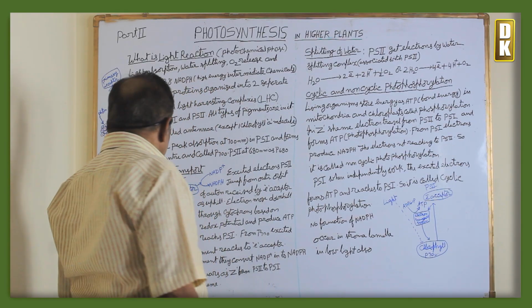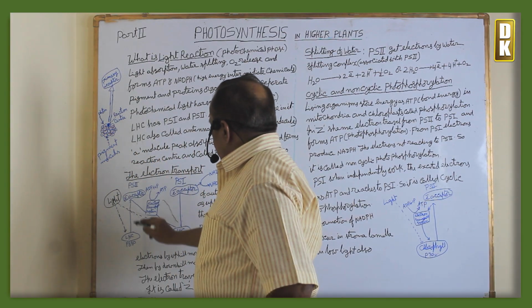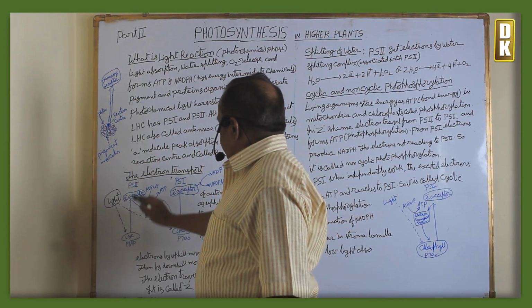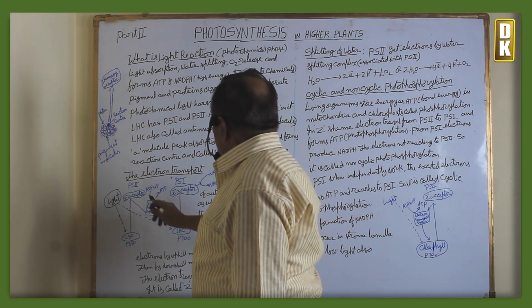And in the Z scheme, the ATP will be produced when the electrons pass from chlorophyll PS2 to PS1. So it is produced.